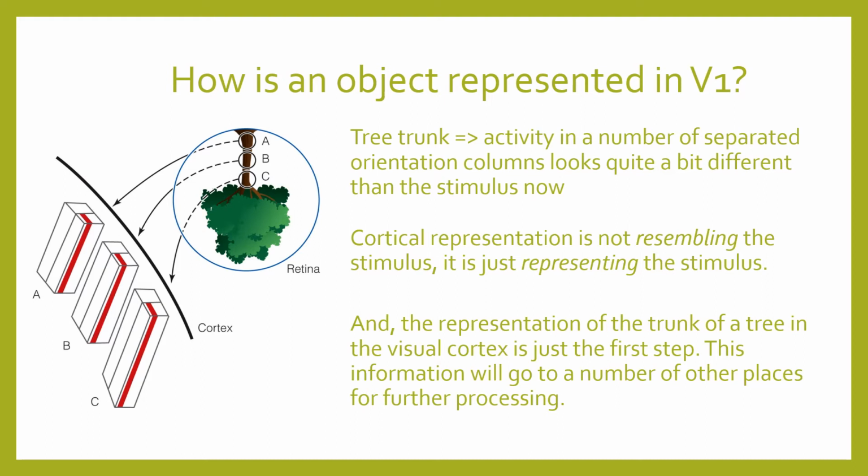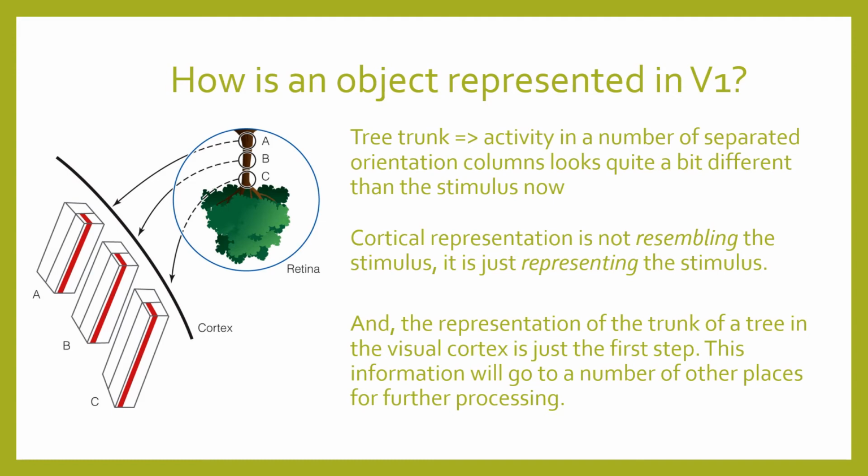So if we're asking the question, how is an object represented in the visual cortex or in V1? Okay, so we're looking at the tree trunk, and we're seeing activity in a number of separated orientation columns. They are giving us each location, and those locations are close to each other on the retina, but these orientation columns, A, B, and C, responding to those areas of the trunk A, B, and C, are now separated in the visual cortex. So this looks quite a bit different than the stimulus itself anymore, and it becomes really clear that cortical representation is not resembling the stimulus, it's representing the stimulus.